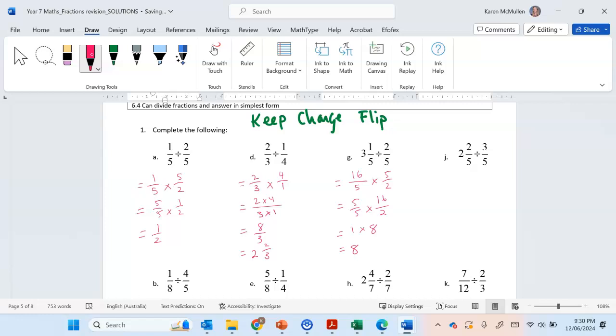All right, question J. So again, changing that mixed number. We keep the denominator as 5. 2 times 5 plus 2 is 12. Then we change the division to a multiply and then flip. And I can see again, changing my numerators just makes it a lot easier, and we're going to end up with a whole number again. What is that? 4. And that's because our denominators were the same for this one.